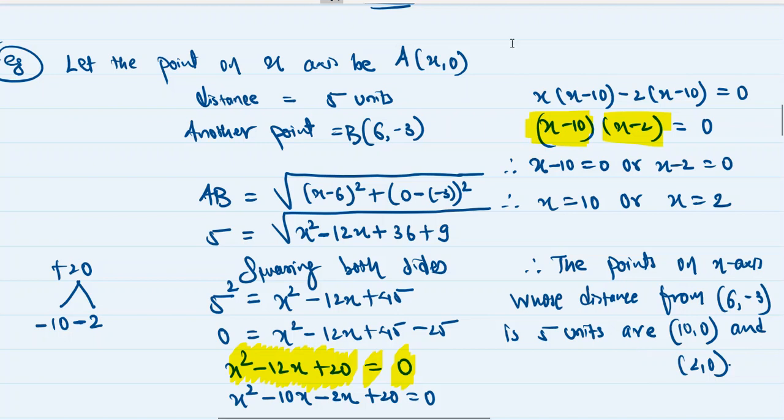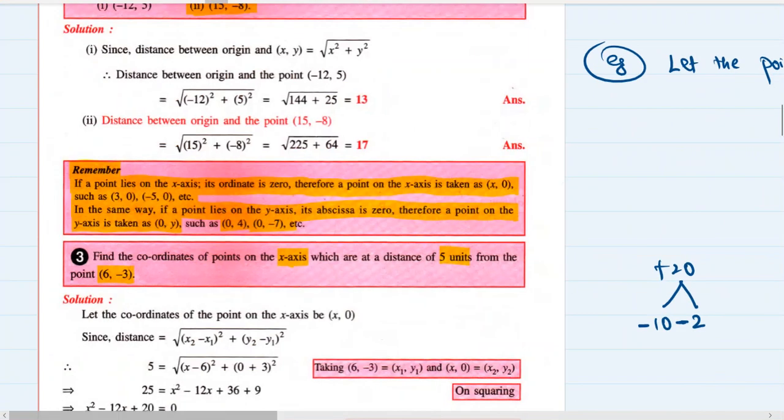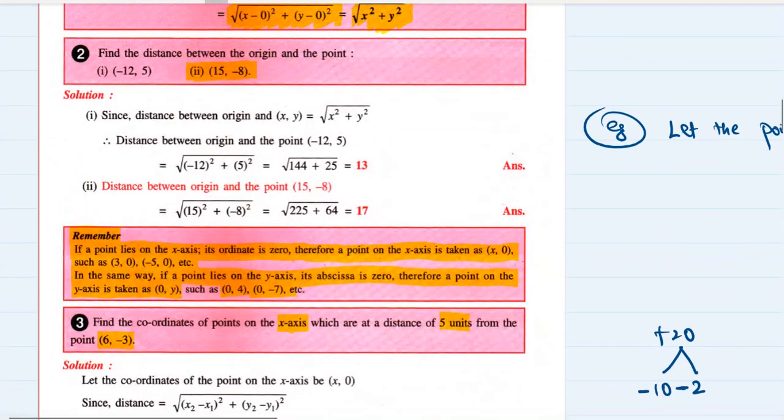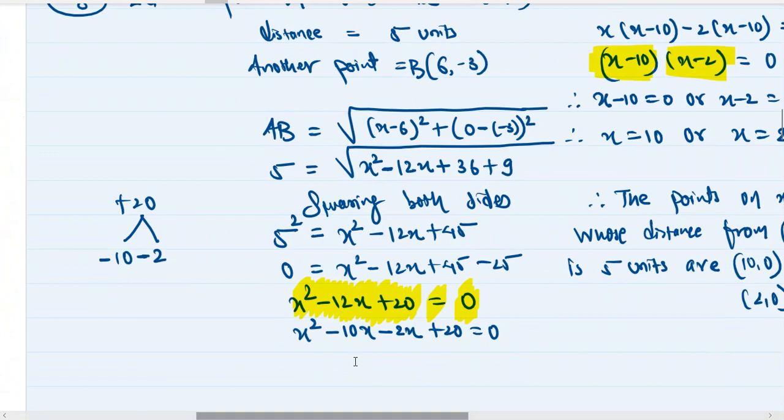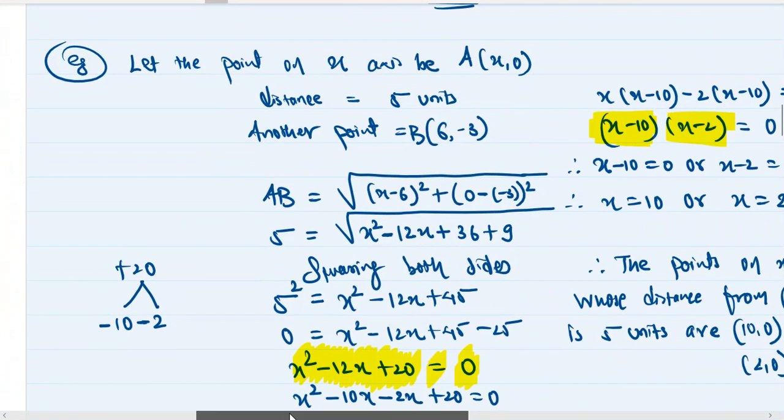Okay, if you read the question carefully, they have also mentioned find the coordinates of points. Read the question carefully. That means there are 2 points on the x-axis which are at a distance of 5 units from the point 6 comma minus 3. Now, many times students are not able to understand how come there are 2 points.